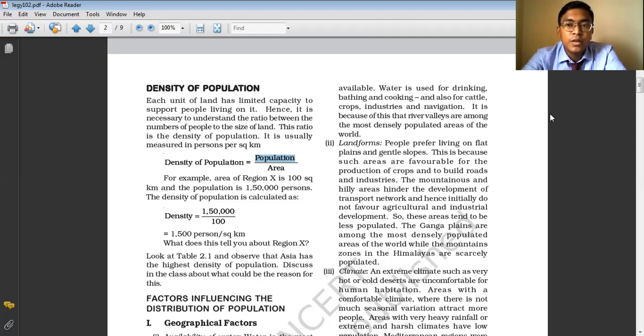So this is about the population distribution, an introduction to the population distribution of the world. Why do we need to study the population of a particular region or territory? And what do we understand by the term population density or density of population?